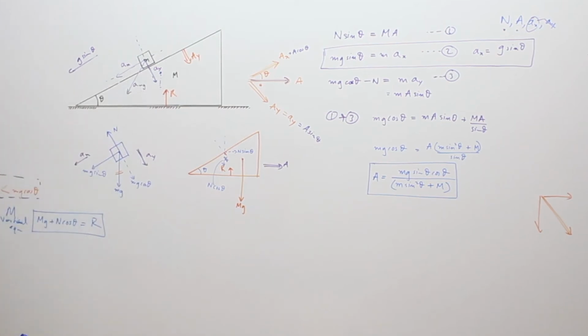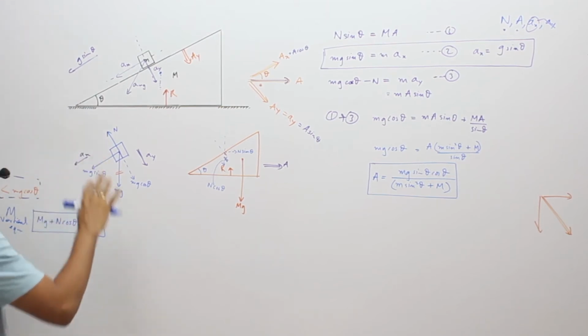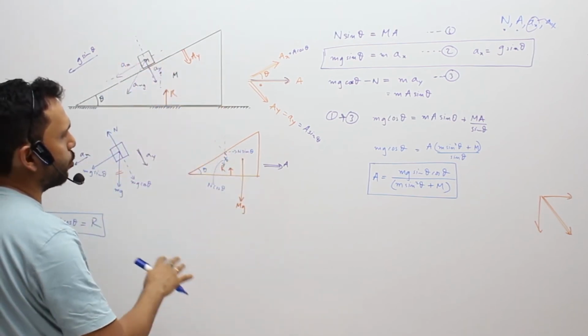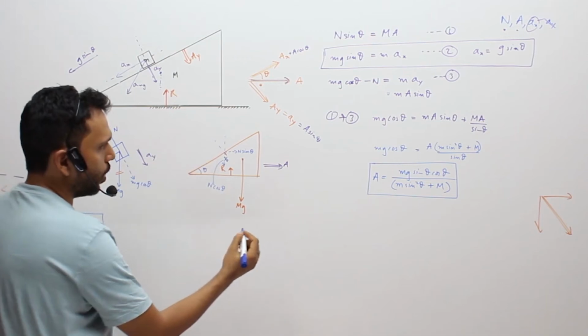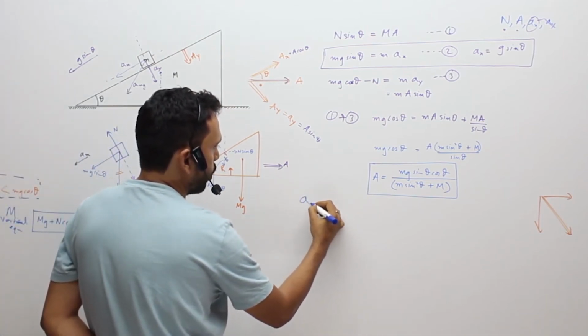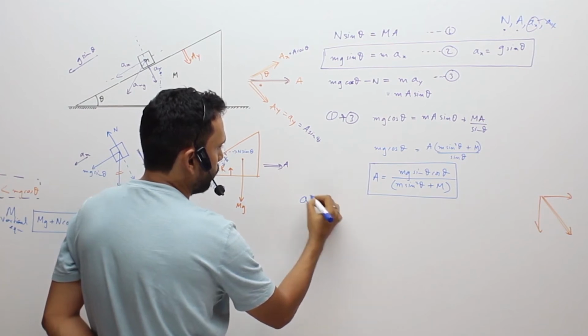Now, what is the actual acceleration? Before we get to the actual acceleration, let me make a vector diagram. Let me get some quantities for you. One is the acceleration of the small block with respect to the capital block.